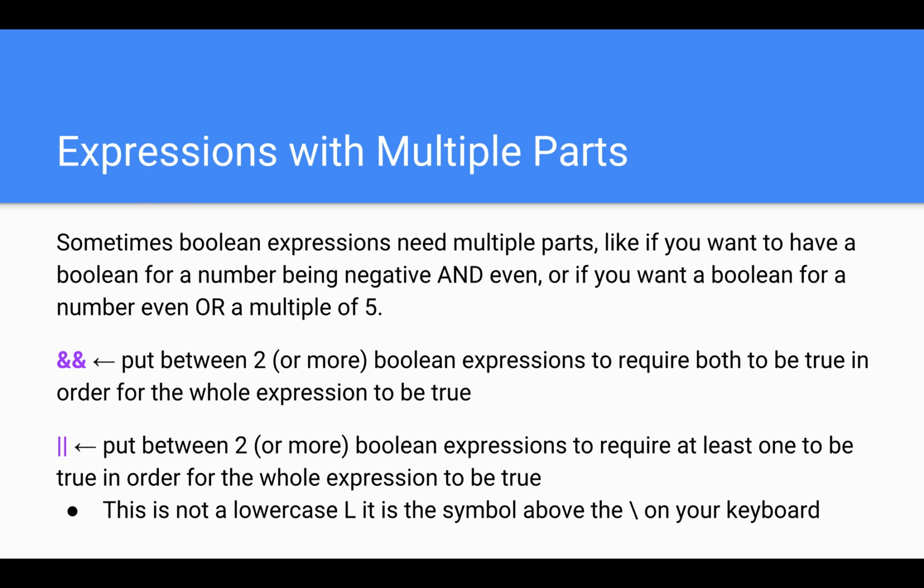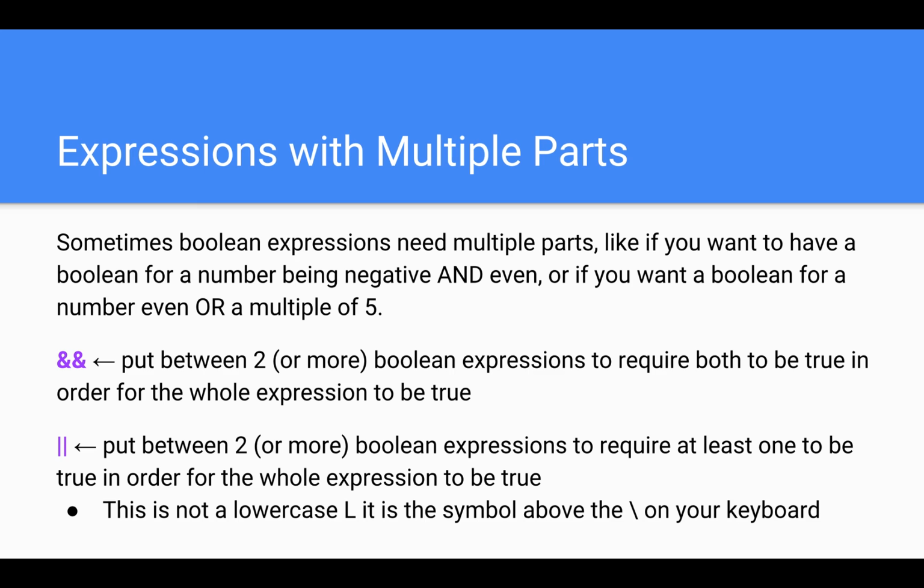Expressions with multiple parts. Sometimes Boolean expressions need multiple parts, like if you want a Boolean for a number being negative and even, or a Boolean for a number being even or a multiple of 5. So and, which is put between two or more Boolean expressions, requires both to be true in order for the whole expression to be true. And then or, which is actually the pipe symbol, above the backslash on your keyboard, is put between two or more Boolean expressions to require at least one to be true in order for the whole expression to be true.